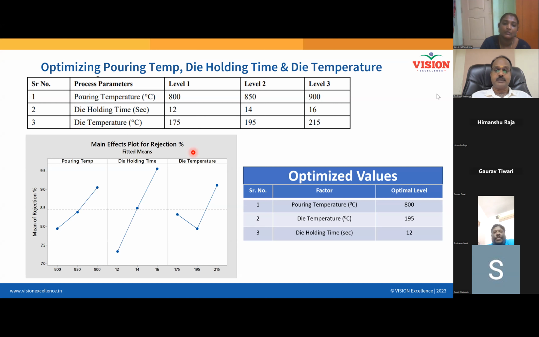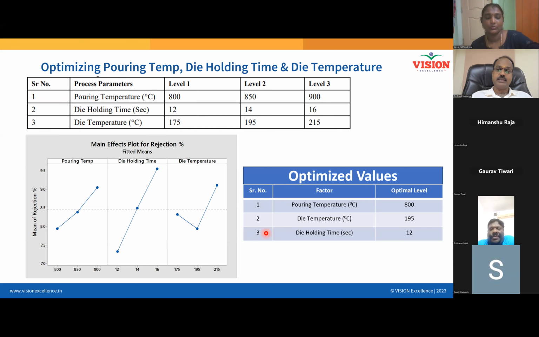After performing the design of experiments, we realized the rejections are coming down. Rejections are low when the pouring temperature is 800. Can you see here in the graph? Rejection is less than 8% when the pouring temperature is 800. When pouring temperature is 850, rejection is increasing. Similarly, when the die holding time is 12, rejection has gone below 7%. But when die holding time is 16, rejection has increased.